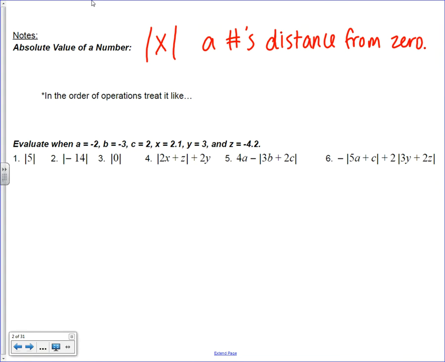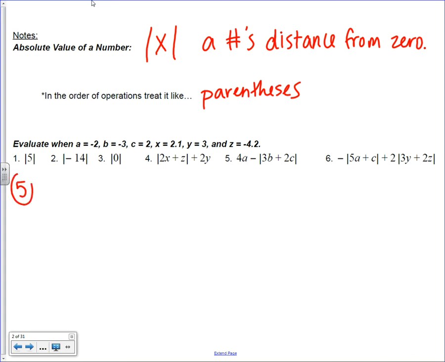Yes? Okay. When we are doing these problems, in the order of operations, treat it like parentheses. Which means, when am I going to do them? First, right? PEMDAS, P is first. Okay. So, take a look at number 1. Is there anything to do inside of those bars? It's just a 5 in there, right? So what's the absolute value of 5?